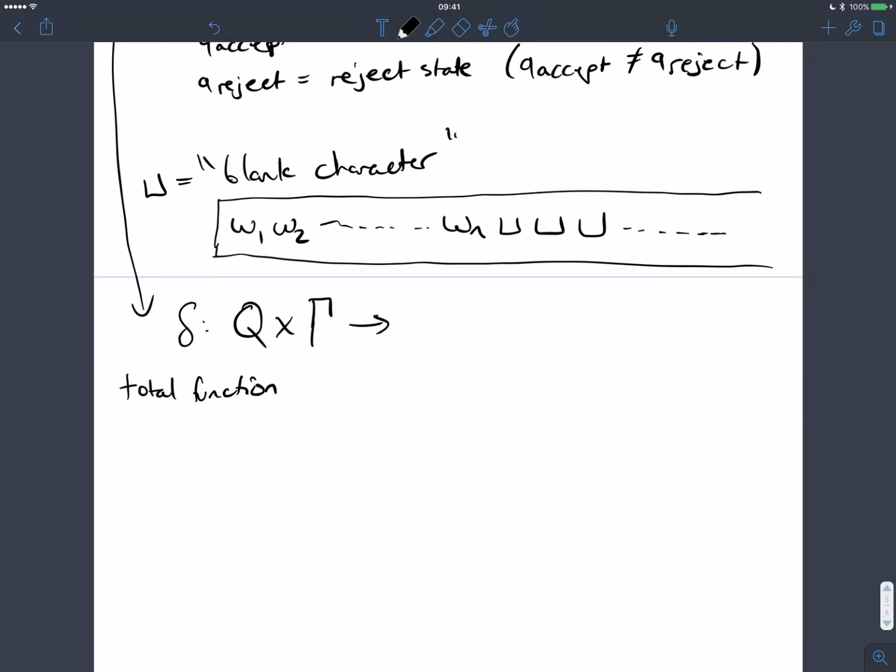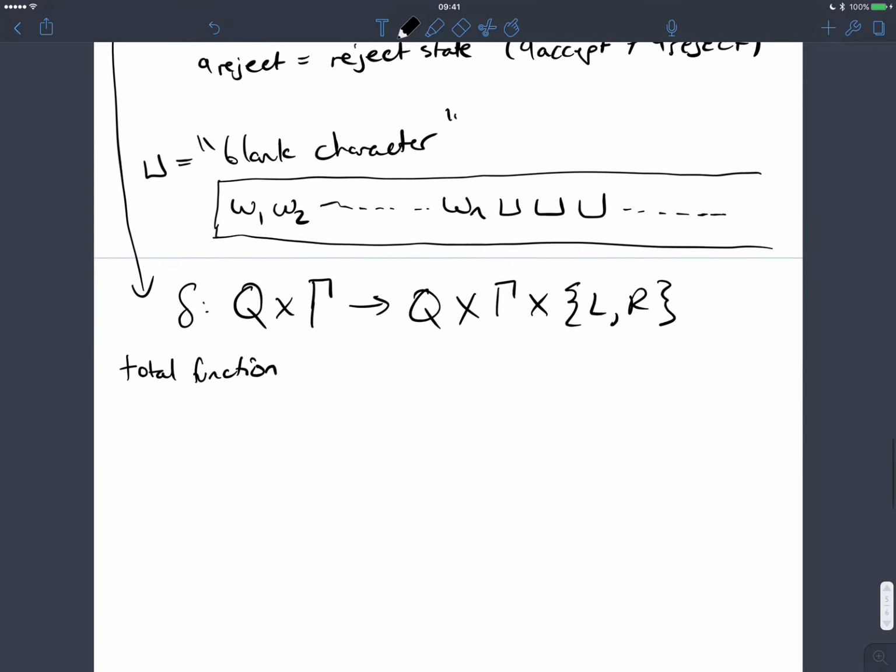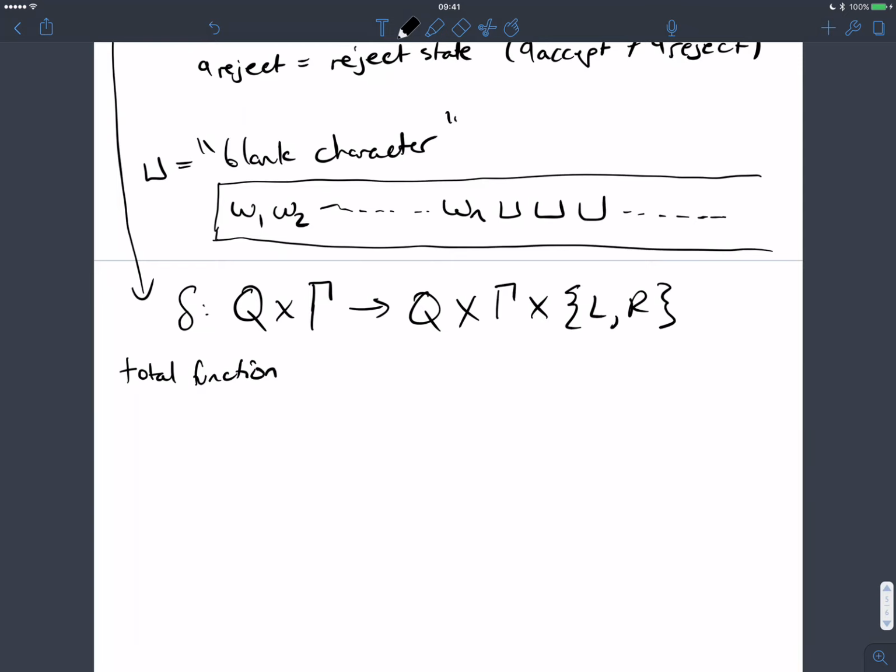So next state should be from Q. The character to write should be from gamma. And now I'll do this last one. I need to be able to choose left or right, and we're going to denote that by L and R for left and right. So I'm not going to allow you to stay at the same cell. I'm forcing you to move left or right.